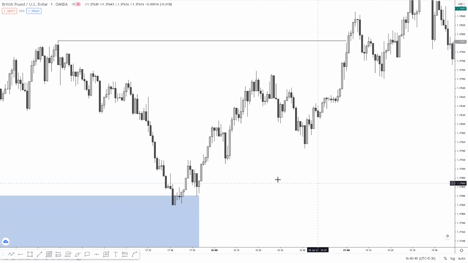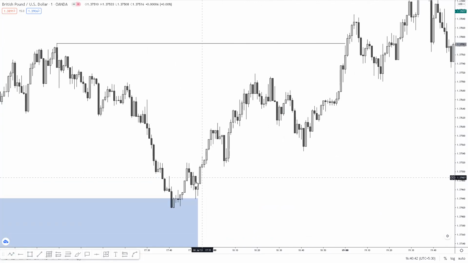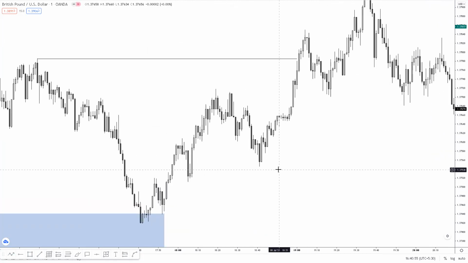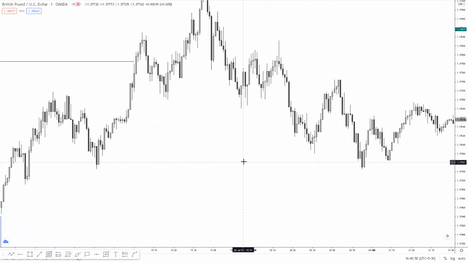Okay, so now price went... Now we can see order flow. It took out liquidity and then came back down here, mitigated, went higher, came back down, mitigated the breaker, went back up, and then came back down and filled this imbalance. Okay, now we see order flow.